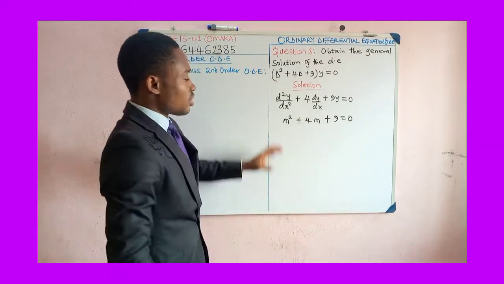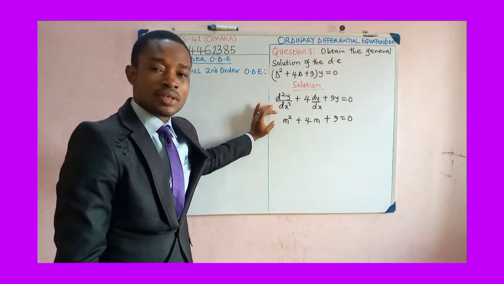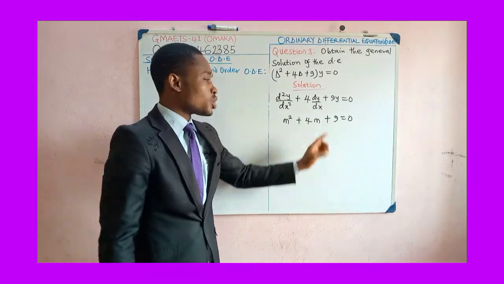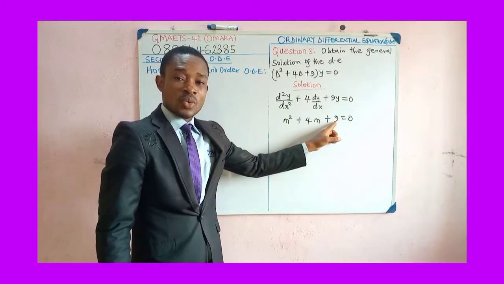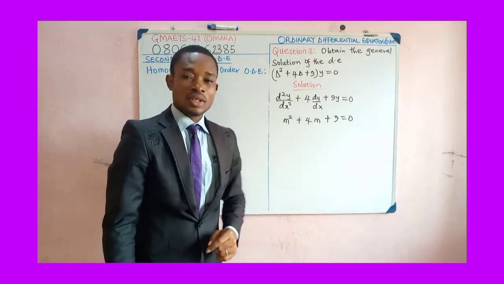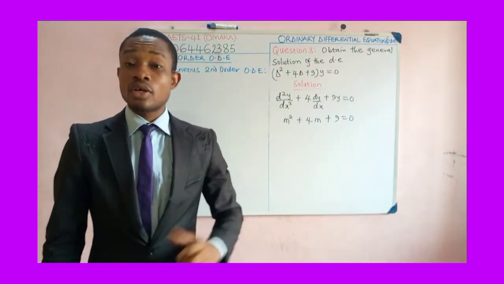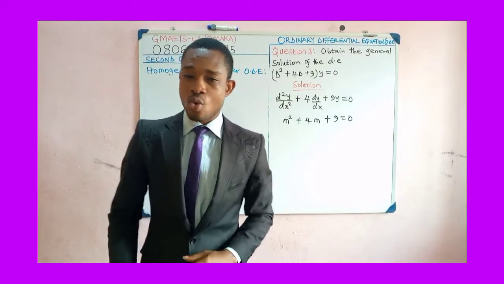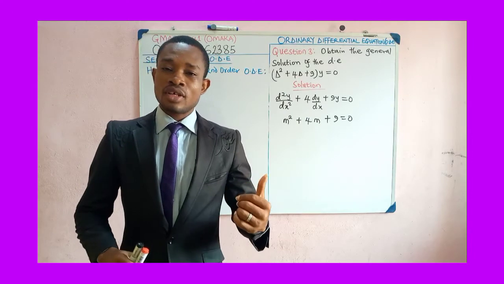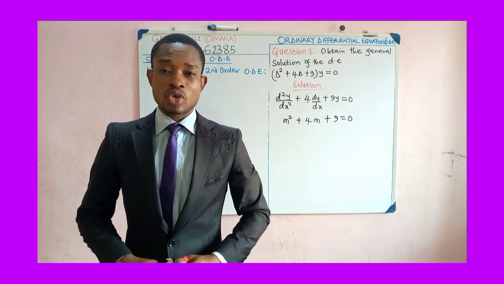If you look at this auxiliary equation, can it factorize? Are there any two numbers which are factors of 9, which if you add them, you get 4? There are no such factors, alright? So you cannot factorize this auxiliary equation. Hence, you can solve it either using the completing the square method or the quadratic formula.